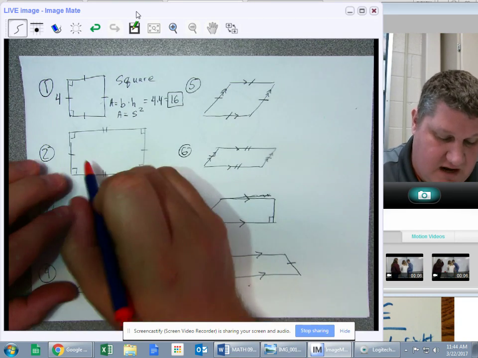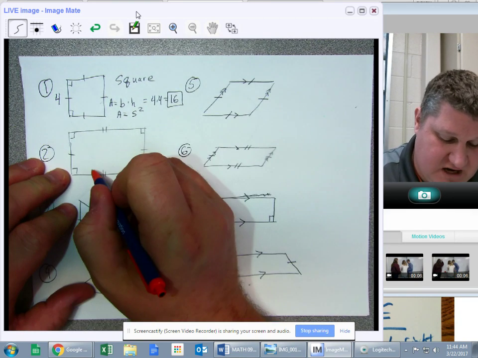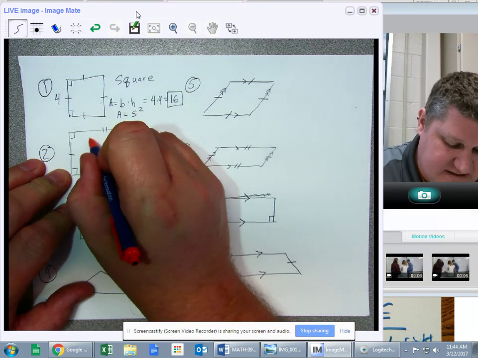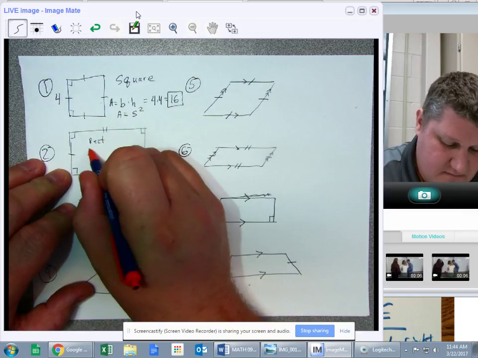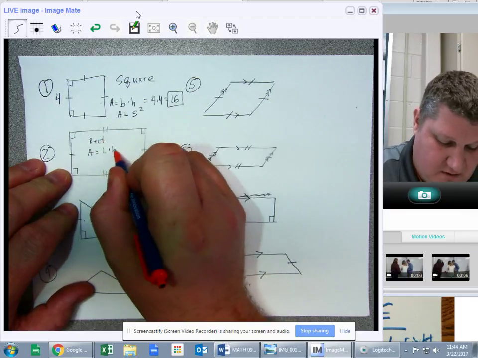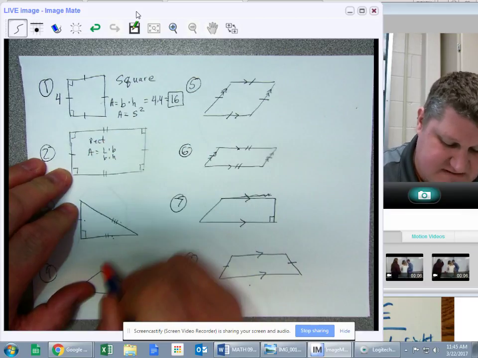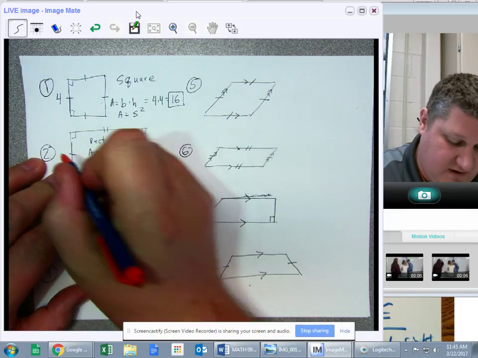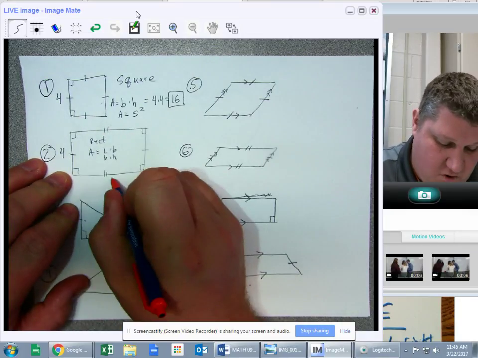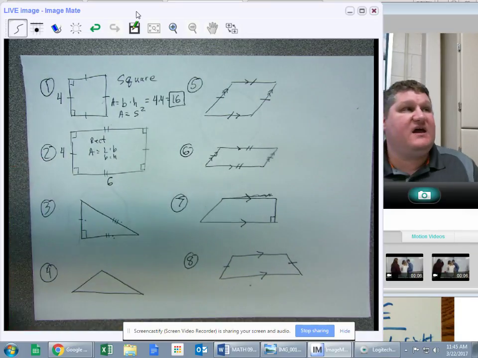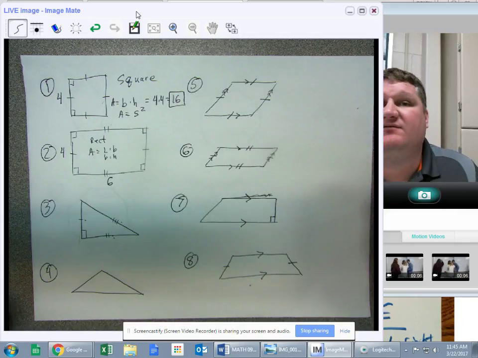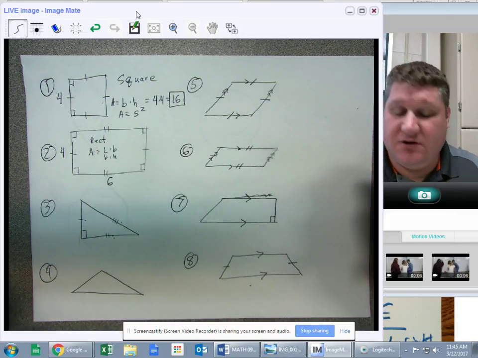There you go. Now, number 2. This is a what shape? Rectangle. What's the area? Length times base, or base times height, or however you want to say it. It's just length times width. Now, in this case, 4 and 6, I have to give you two numbers. How come I got to give you two numbers? They're not all the same.